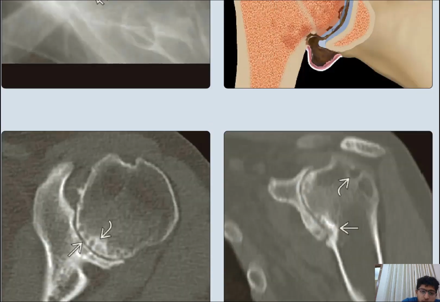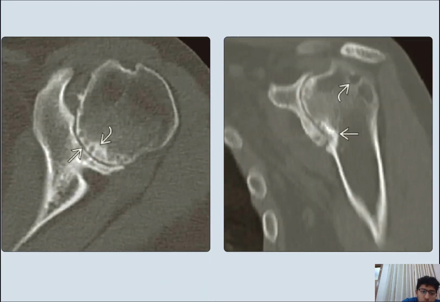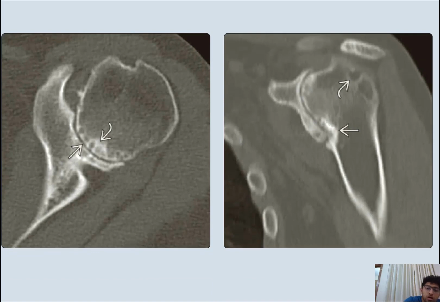So because of it, there will be an increase in the space between the coracoid process and the acromioclavicular joint space because of the erosions happening. Also in this image we can see the glenoid. This is the head of the humerus. We can see multiple subchondral cysts, and mild irregularities, and also the subchondral cysts are present here.